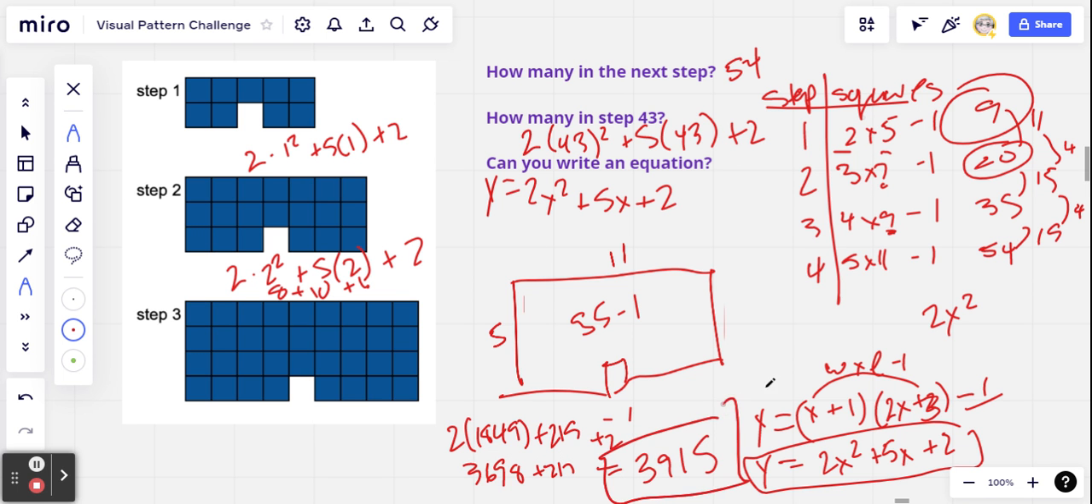So I think there are 3,915 squares in step 43. What do you think? Do you agree? Did you get 54 for step 4? How about an equation? Were you able to arrive at one? I'd love to know. Let me know, guys.